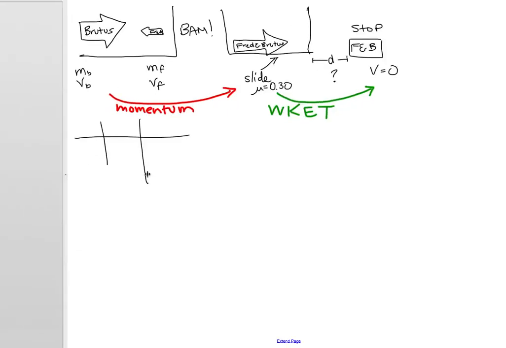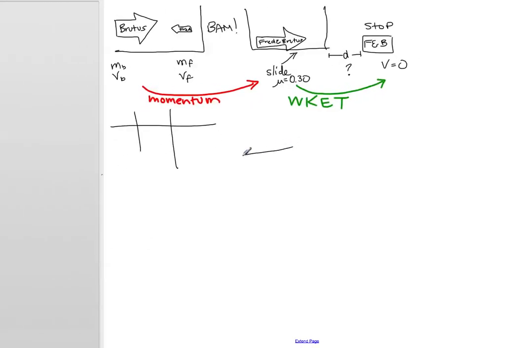So we have the chart. And we have before and after. We have Brutus and Fred. And so we just fill out that chart. Mass of Brutus, velocity of Brutus. Fred is going to the left, so I'll make him negative, minus mass of Fred, velocity of Fred.